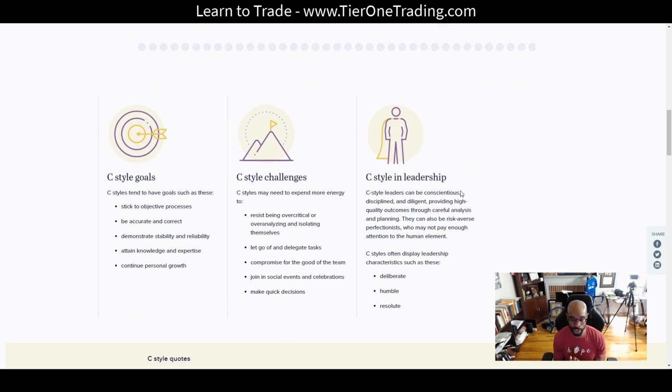We see a lot of our traders end up in this category, right? You see some of the goals are stick to your processes, be accurate and correct, demonstrate stability and reliability. The hard part is this, though. You see the challenges. Resist being overcritical or over analyzing and isolating themselves, right? Maybe not making quick decisions, but being able to make decisions in a timely manner, right?